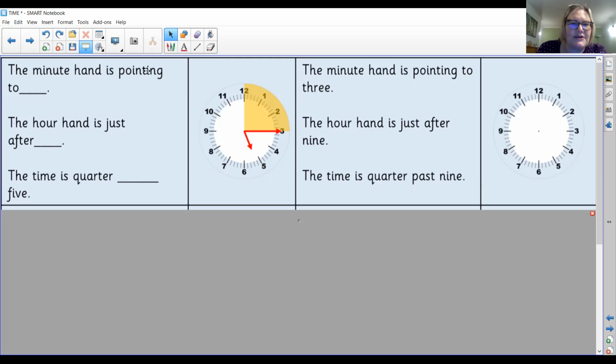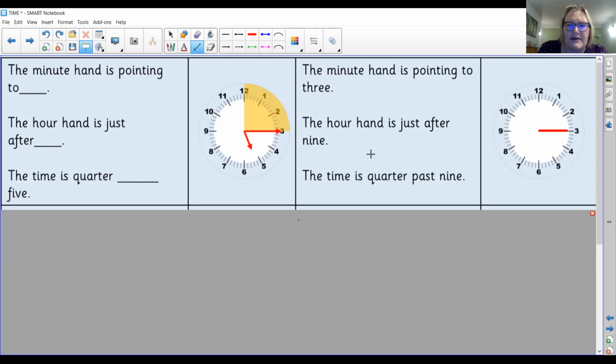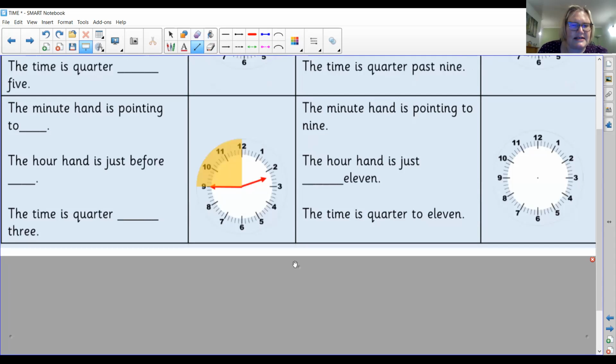So the minute hand is pointing to 3. So I need to get a line, and I'll make it red just to make it a little bit clear. And the minute hand is the long one, it's pointing to 3. The hour hand is just after the 9. So if it's just after, it can't be a quarter to time, it's just gone past, about there, hasn't it? Okay, so the time is 9:15. Does that make sense? And the minute hand has got to travel all the way around there until it gets to 10 o'clock.